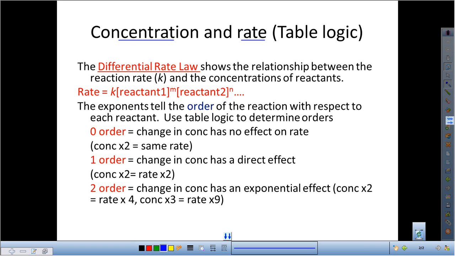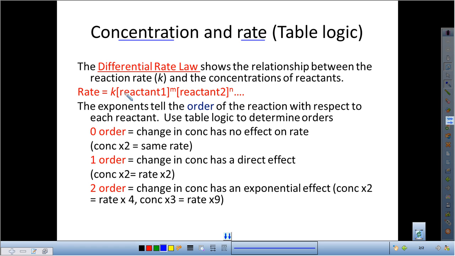The second thing that you'll notice in your differential rate law are these exponents. This exponent is m, this exponent is n. You might go, well, what do those exponents mean? Well, the exponents tell us the order of the reaction with respect to each reactant. Now, when you're talking about order, what you're talking about is what happens to the rate when you change the concentration.